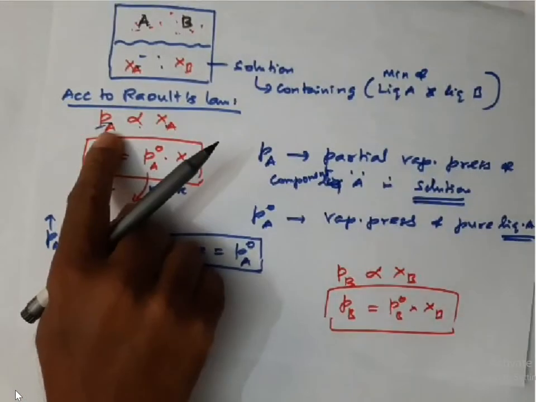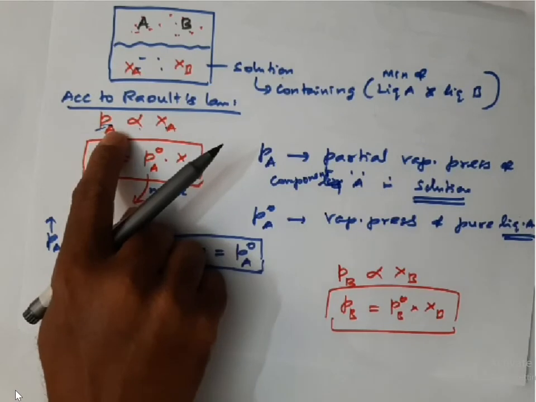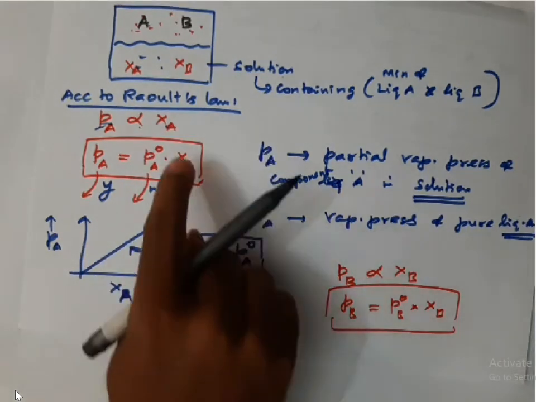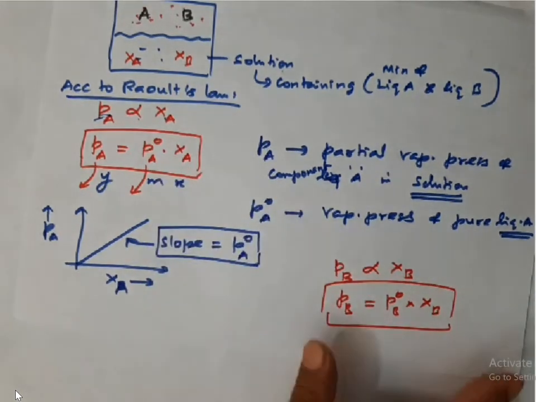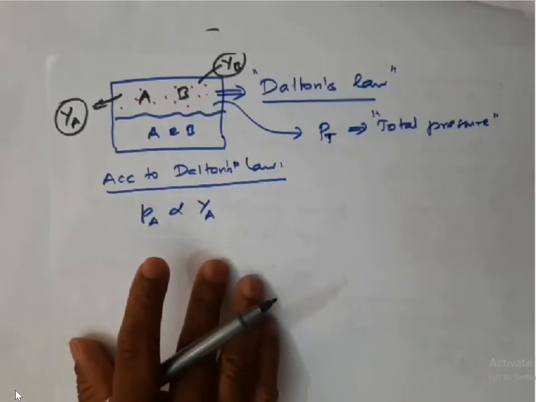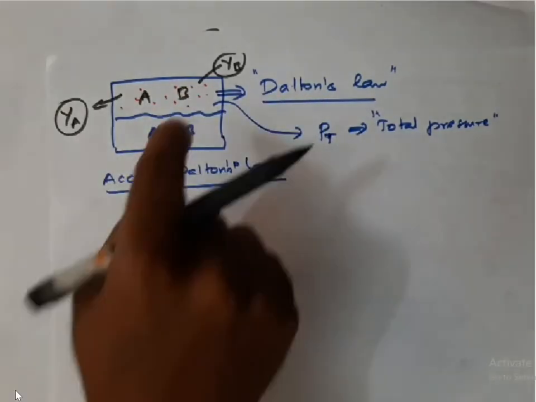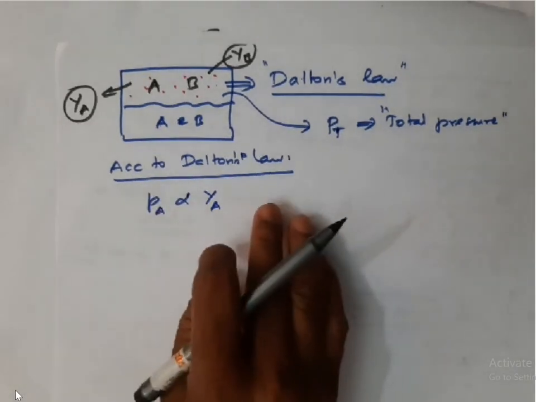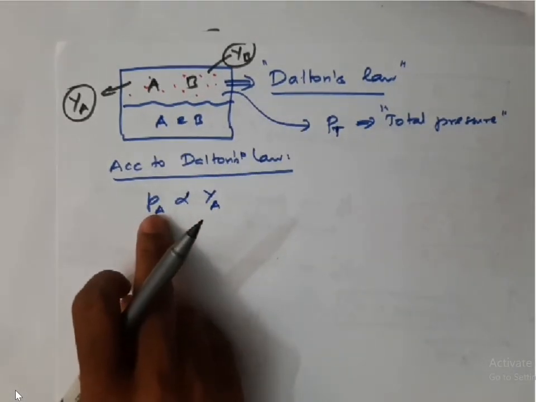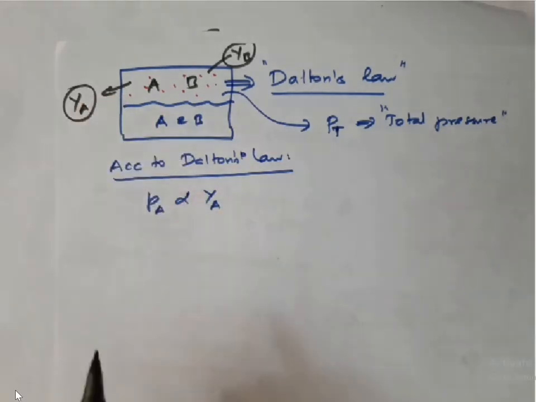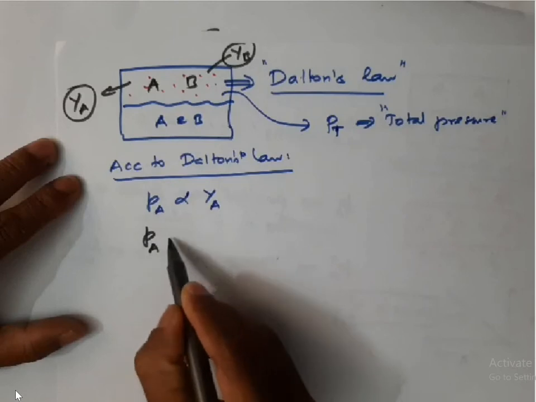Whereas in Raoult's law, see the difference. In Raoult's law, we have related the partial pressure of A with the mole fraction of A in solution. Here XA is the mole fraction of A in solution, whereas here I am using the term YA, the mole fraction of A in the vapor phase, because in the vapor also I have a mixture of A and B.